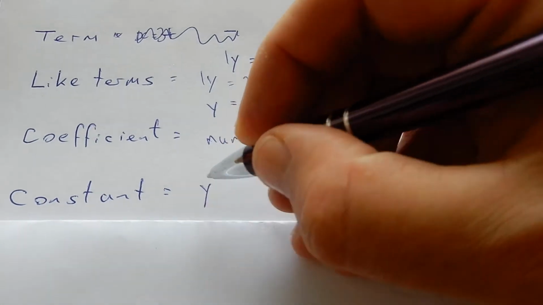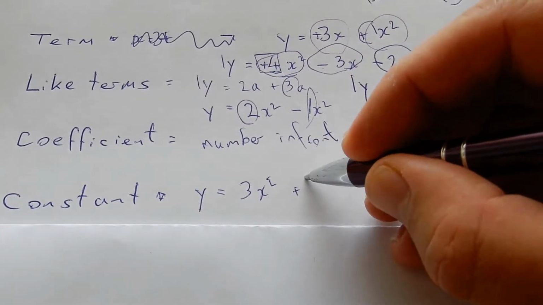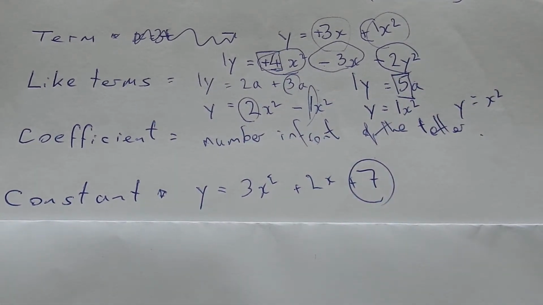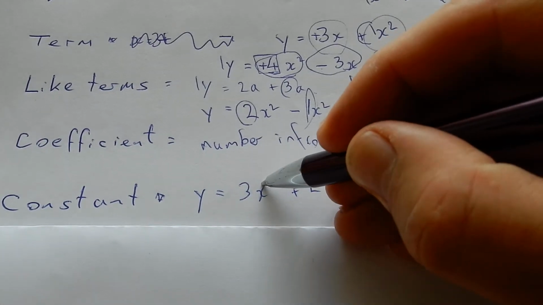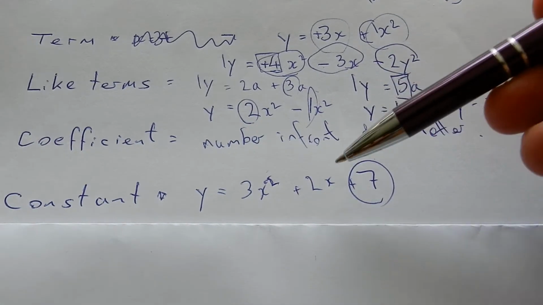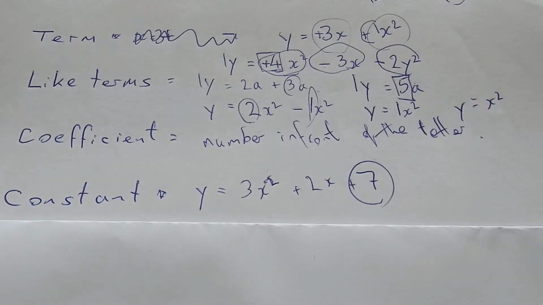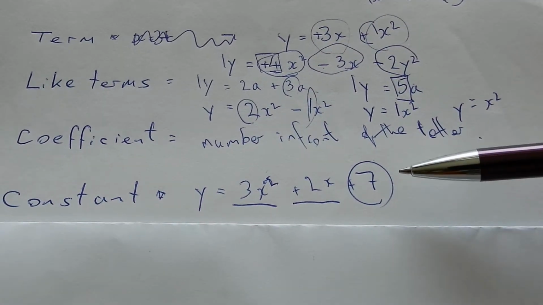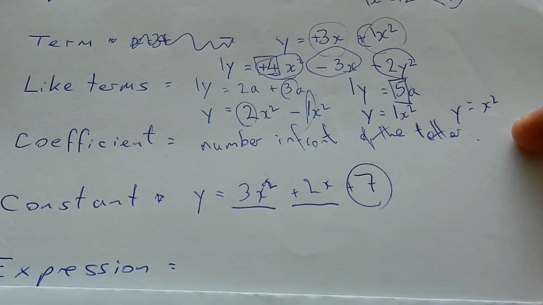So if we've got y equals 3x squared plus 2x plus 7, the constant is 7. It's called constant because it can't change. If x is a different number, then x squared will be a different number, 3x squared will be a different number, 2 times x will be a different number. So these terms depend on what x is, whereas this one is always 7. It's always constant. It's a number at the end of the equation without any letters on it.